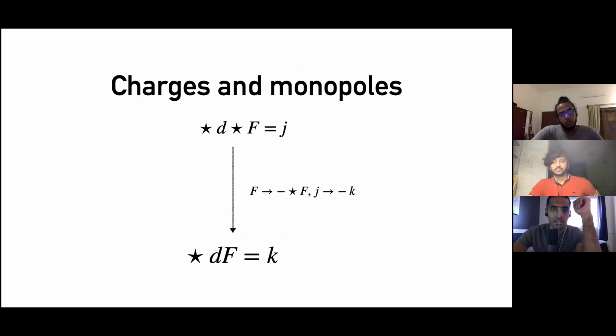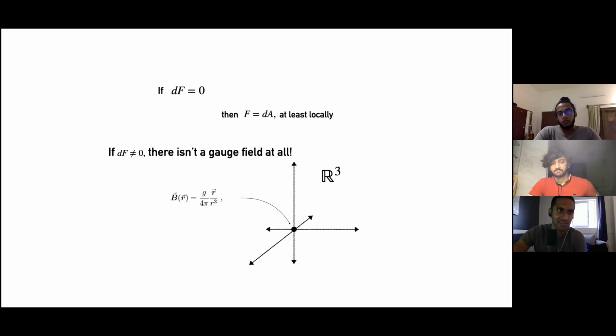And you see, you need a duality not just under f going to minus star f, but j going to minus k. So you need to swap the charges and the monopoles. Right? But now, what was df equals 0 useful for? Well, if df is 0, then locally f can be written as dA, where A is the gauge potential. But if df is no longer 0, then we have to think. The real cost to introducing monopoles is you don't have a globally defined vector potential anymore. You can't.